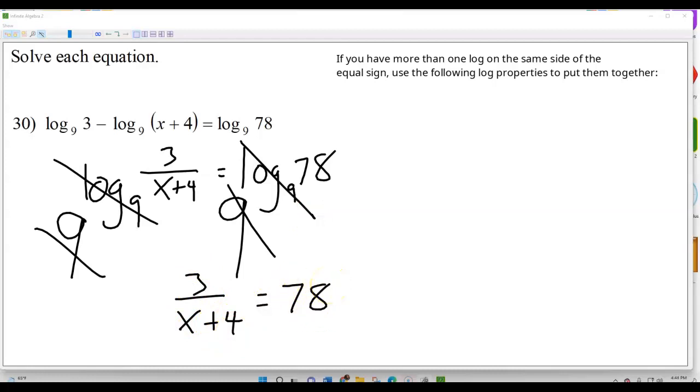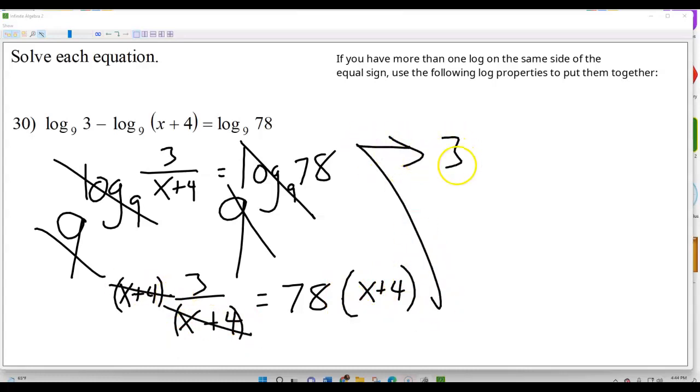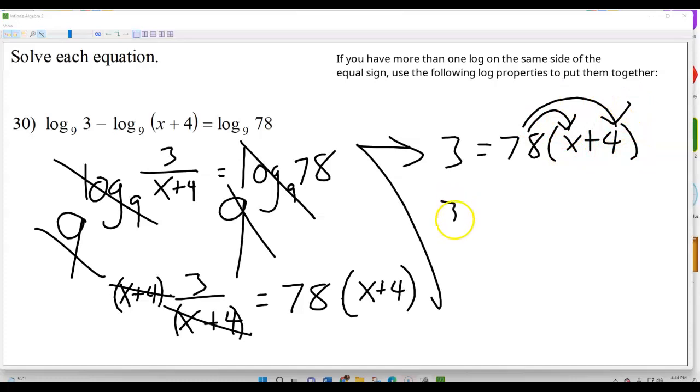And then from there, we're going to solve this equation. Now, how do you solve this? Well, we're going to multiply both sides by the denominator. Why do we do that? Because now these cancel. And that leaves me with 3 equals 78 times x plus 4. And we just need to distribute here. So that's going to be 78x plus a really big number, 78 times 4. What is that? 312.